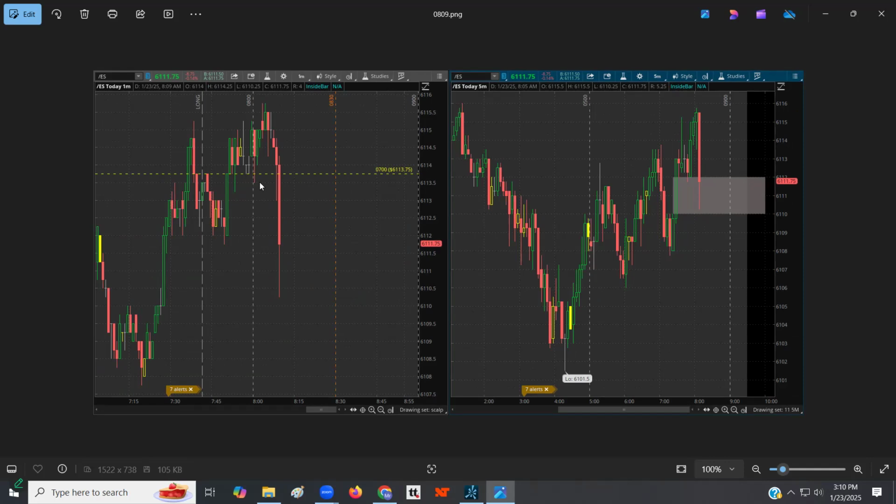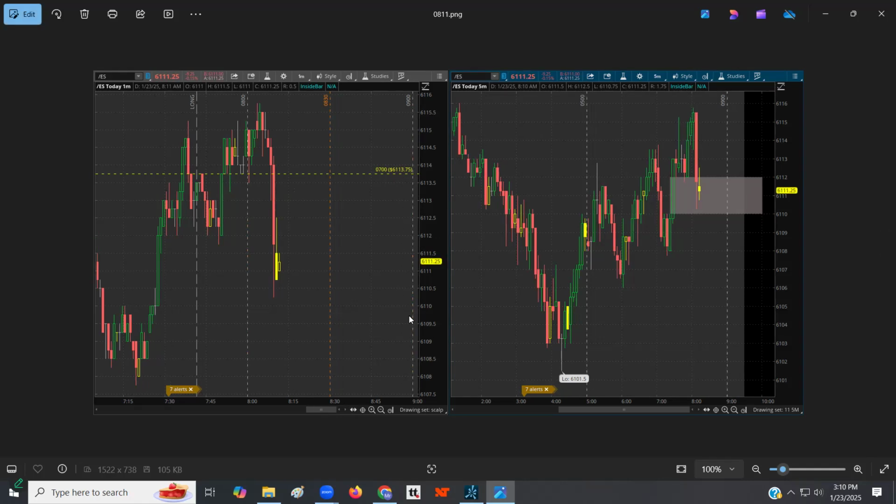Okay, 0809. Wow. Huge dump, huge sell-off, panic selling on the 1 minute. And look at the 5 minute, testing that imbalance area. I'm still in the position. Wow. Shame on me. Several opportunities I had to close the trade for profits. Shame on me.